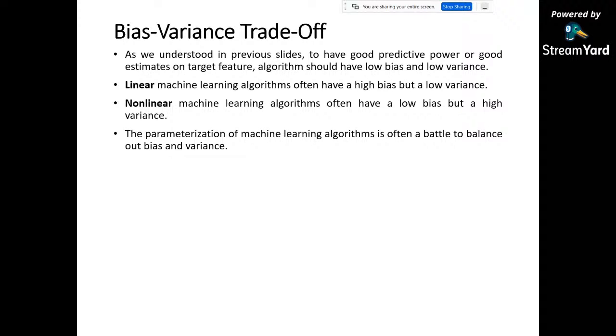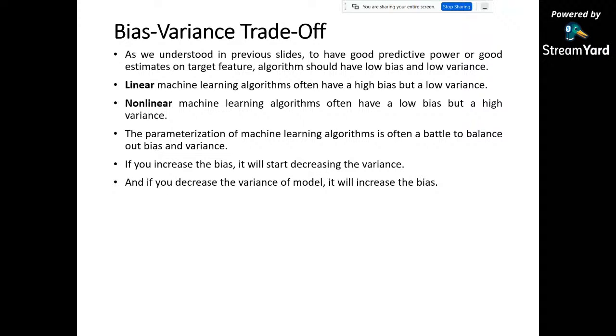Okay. So now the parameters. How do we deal with that? We set some kind of parameters within our algorithm. The parameterization of machine learning algorithms is often a battle to balance out bias and variance. If you increase the bias, it will start decreasing the variance, and if you decrease the variance of the model, it will start increasing the bias. Okay. So there should be a balance between both of them. Generally, a low bias and low variance algorithm is preferred.